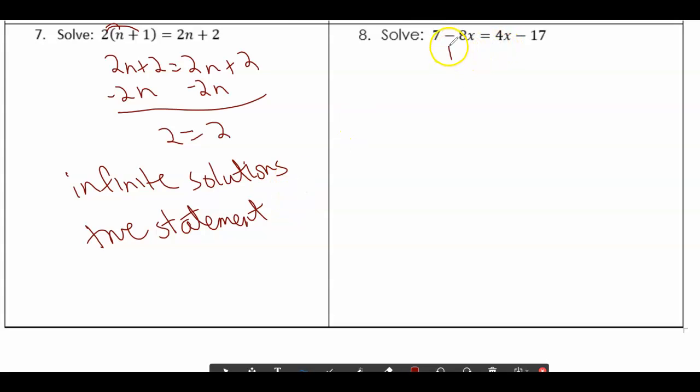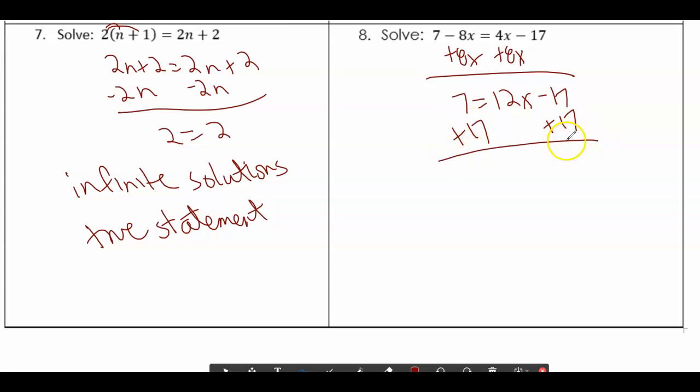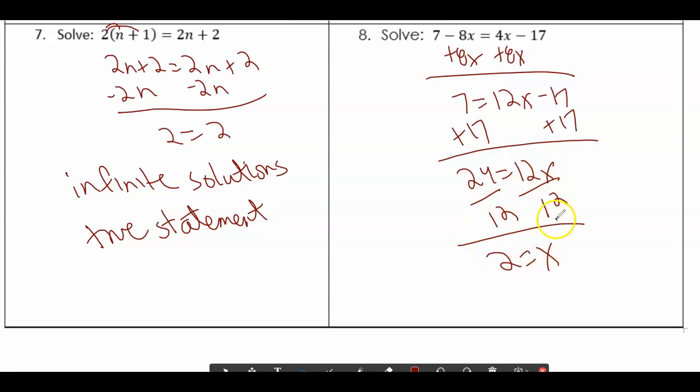2 does equal 2. Here I'm going to get my x's on one side. If you wanted to combine your constants first, that's fine. We end up with 2 equals x.